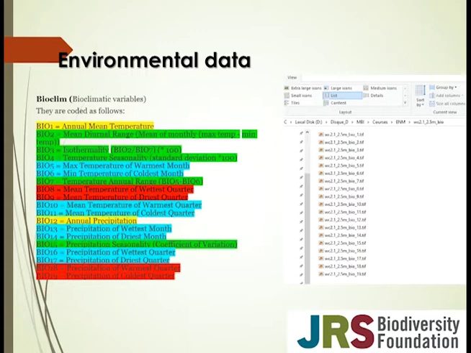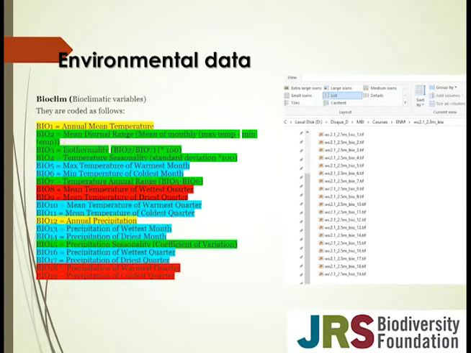Bio 15, the precipitation seasonality, the variability of the precipitation over the year, yes. Bio 16, the precipitation of wettest quarter. Bio 17, precipitation of driest quarter. Bio 18, precipitation of warmest quarter. Bio 19, precipitation of coldest quarter.